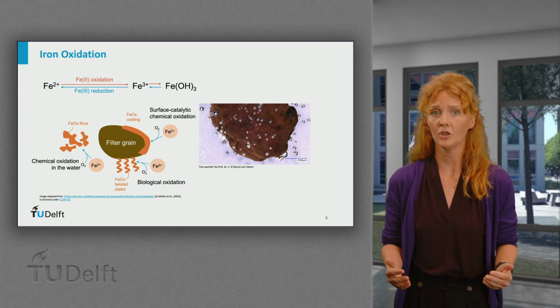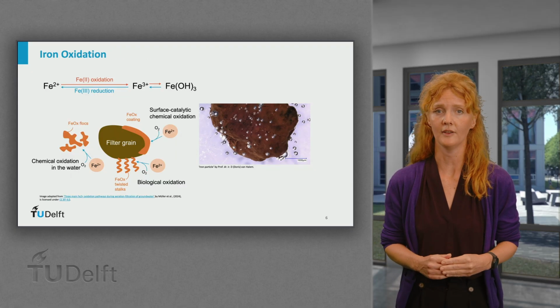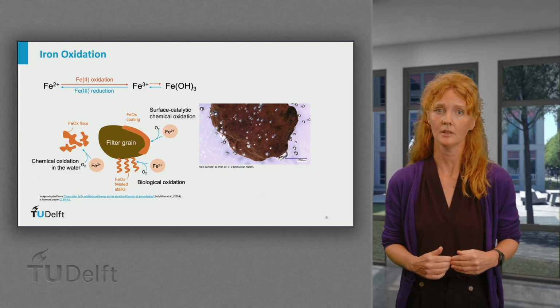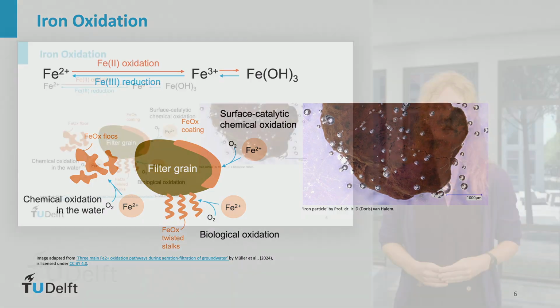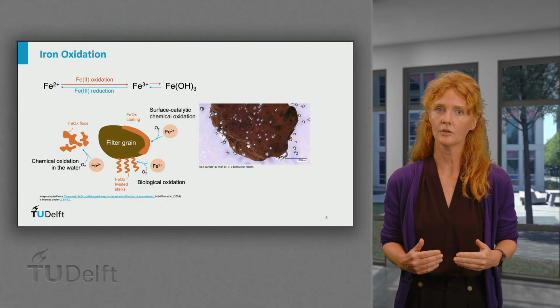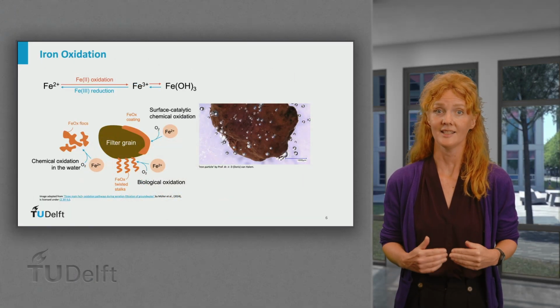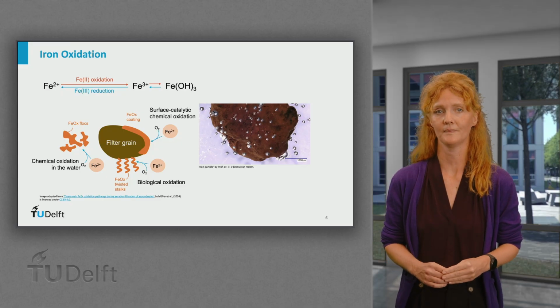Where we know that ammonium oxidation is a biological process in filters, iron oxidation can occur both chemically and biologically. In anaerobic groundwater, iron occurs as ferrous iron, or iron 2+, which is a dissolved, reduced iron species. Chemical oxidation can occur in the water phase, as well as surface catalytic on the sand grain surface. Biological oxidation will only occur on the sand grain, as this is where the biofilm is hosted.